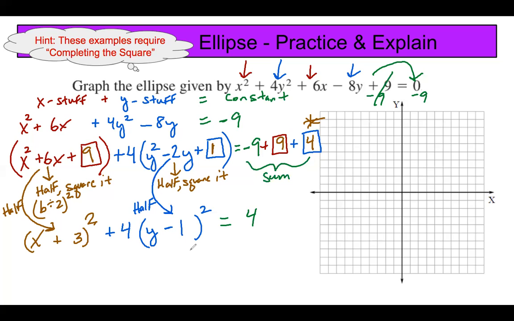So in order to get denominators and get this to be 1, the only thing that would make sense to do is to divide by 4. Whatever you do to one side, you do to the other. Okay, like this. All right.